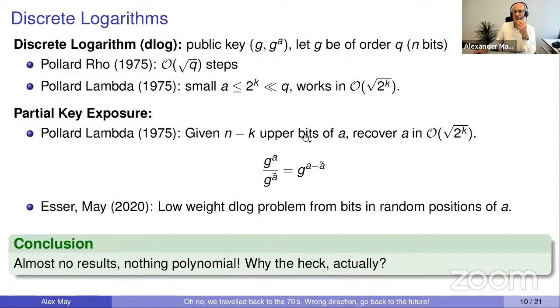So again, if I give you the upper bits, you can recover A in this complexity, but that's it. It doesn't collapse, unlike in the RSA case, where you really got polynomial time attacks.